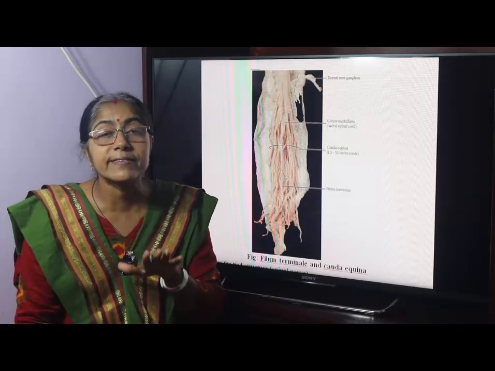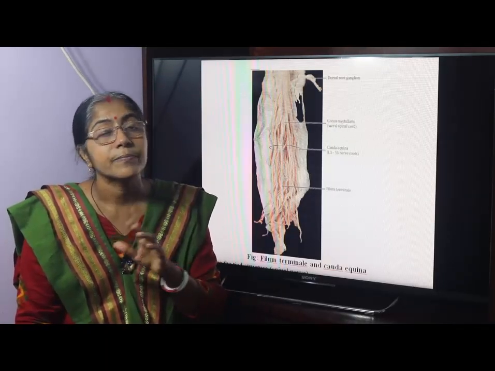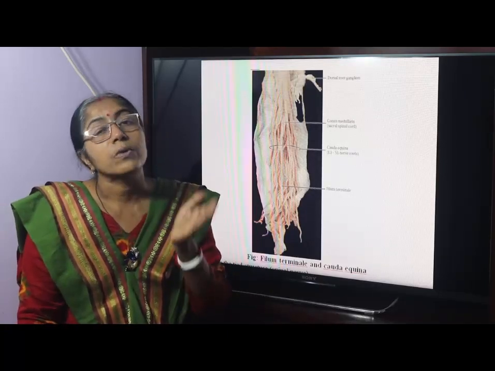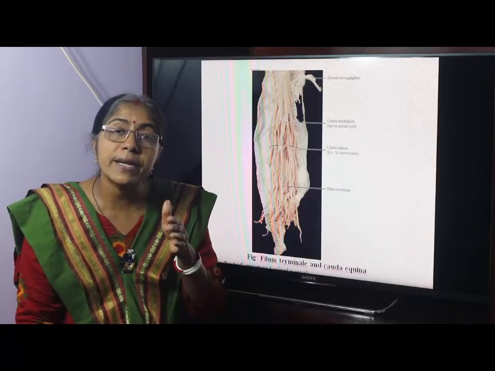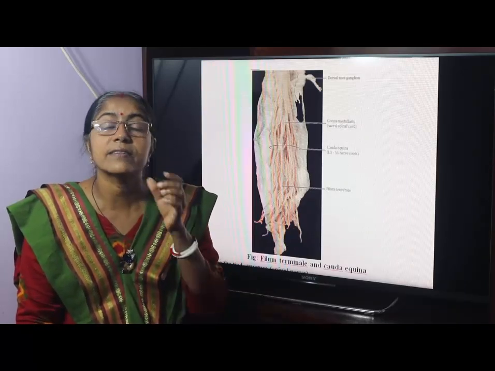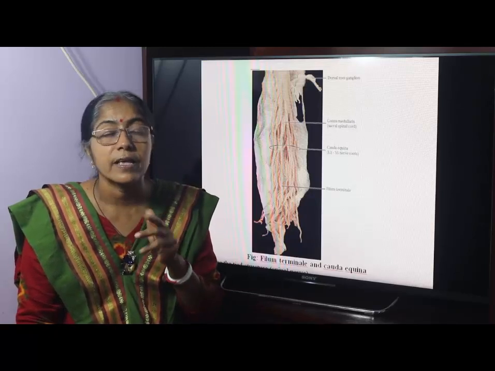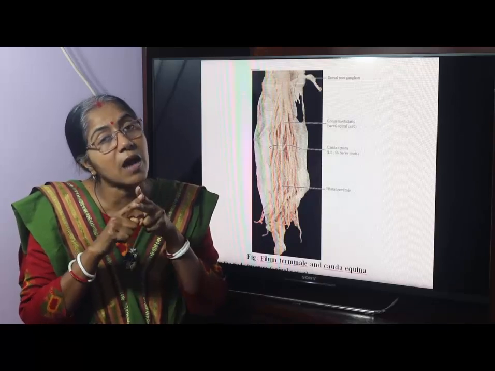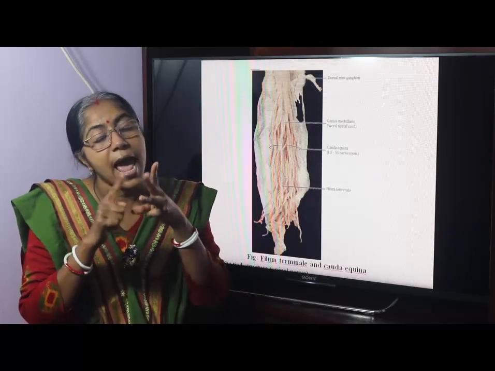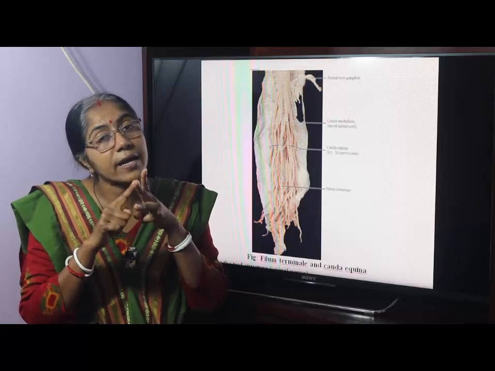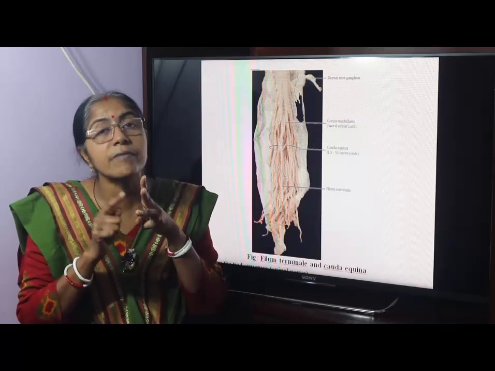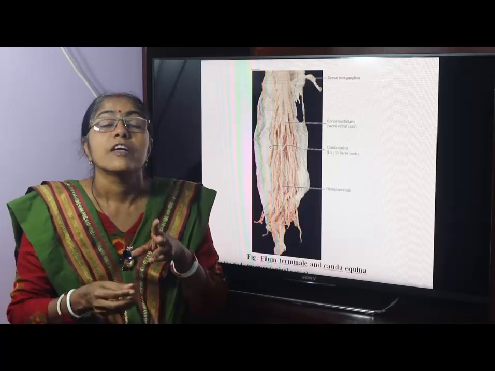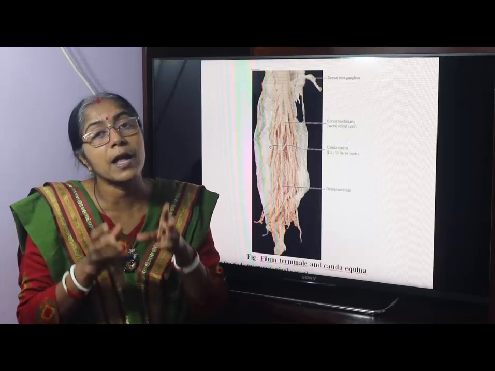Now, what are the spaces among the meninges? The spinal cord is located within the vertebral canal. So, the space between the dura mater and the vertebral canal is termed as epidural space. The space between the dura and arachnoid mater is termed as subdural space, and the space between the arachnoid and pia mater is termed as subarachnoid space. And this subarachnoid space is full of cerebrospinal fluid.